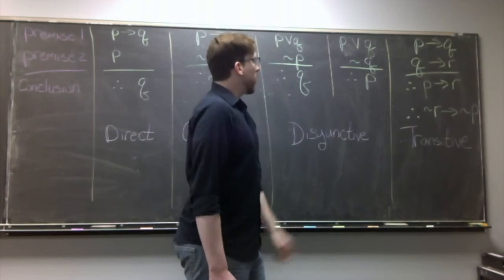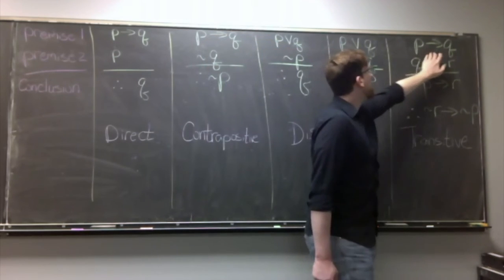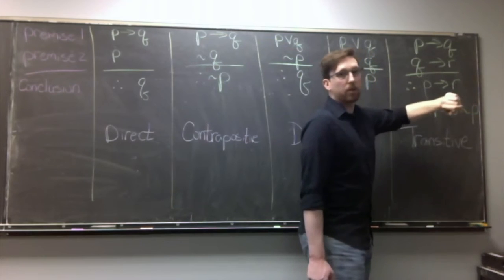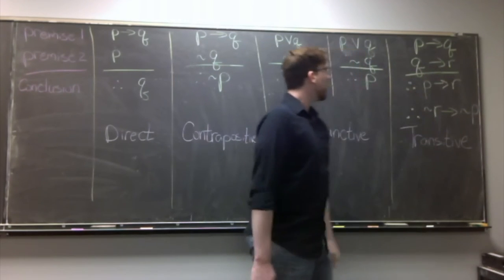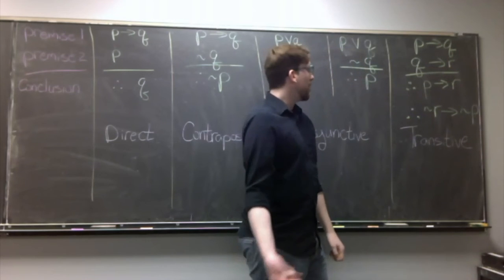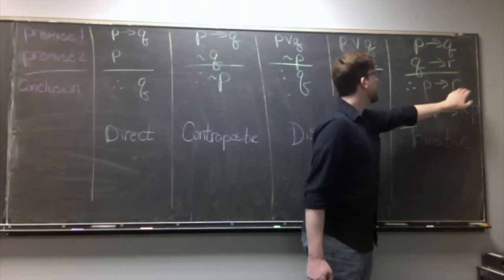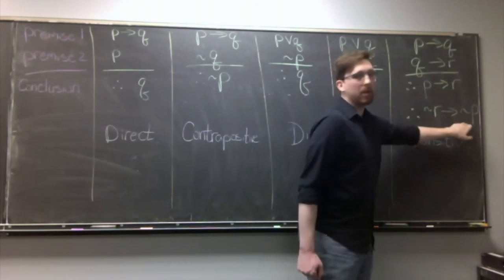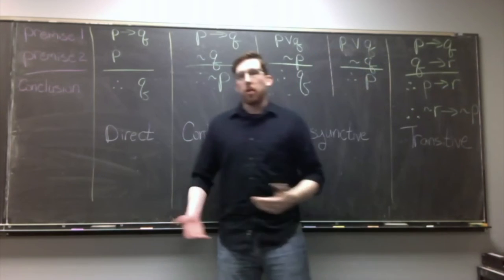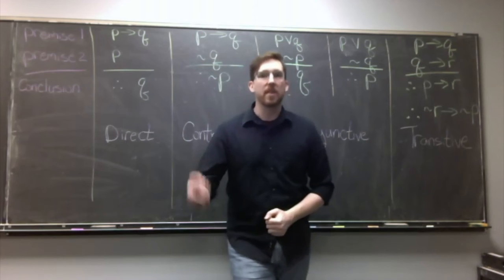And finally, the transitive. The transitive has P implies Q for its first premise. The second premise is Q implies R. And the conclusion states one of two things. Either you can say P implies R, or you can say not R implies not P. So, having gone through a couple of valid, let's look at a couple of the invalid.